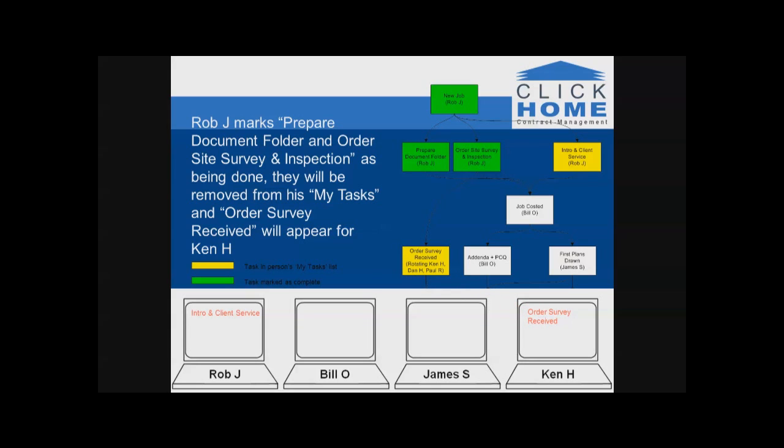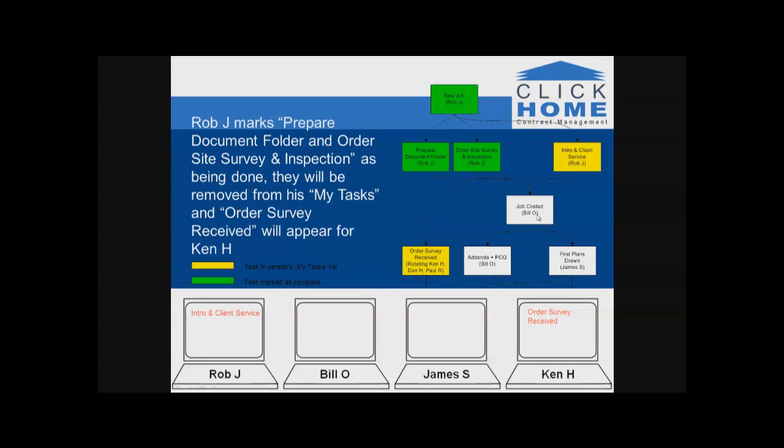But now order survey received is available for Ken H to do. So it's in his My Task. So you can see by completing a task, and in this case order, site survey and inspection, you follow that line down, and then that means that order survey received is available to be done. Now it's important to know that there's only one line going into order survey received, which means you only need to have order, site survey and inspection completed for that order survey received to be available.